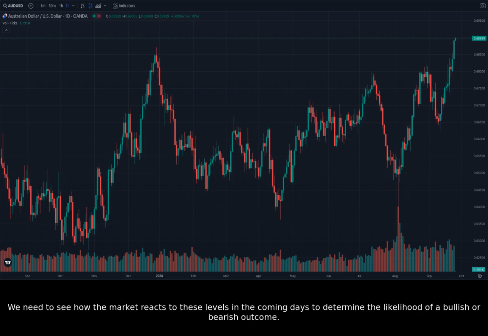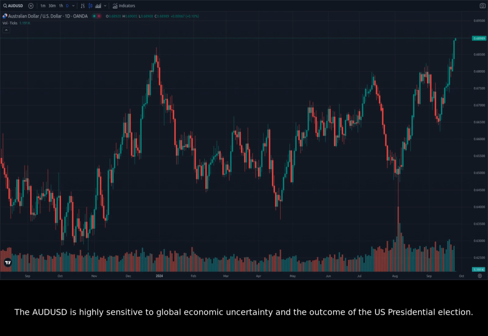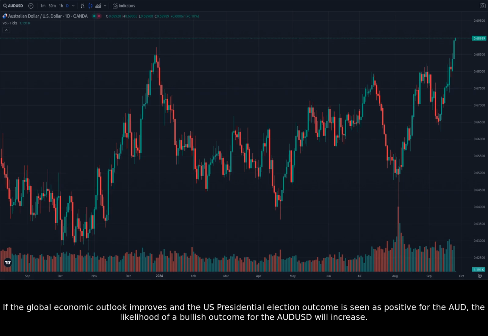We need to see how the market reacts to these levels in the coming days to determine the likelihood of a bullish or bearish outcome. The AUDUSD is highly sensitive to global economic uncertainty and the outcome of the US presidential election. If the global economic outlook improves and the US presidential election outcome is seen as positive for the AUD, the likelihood of a bullish outcome for the AUDUSD will increase.